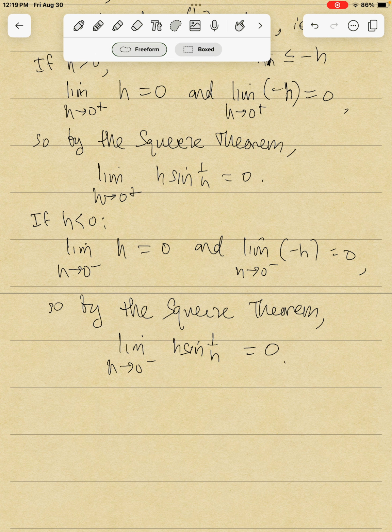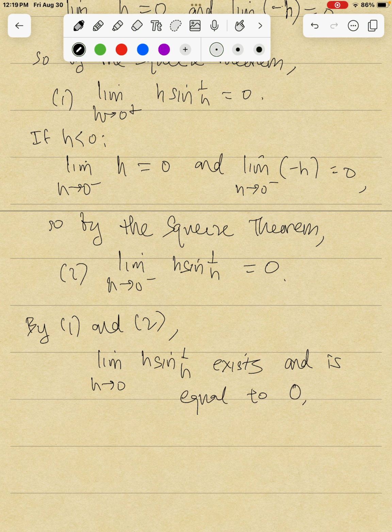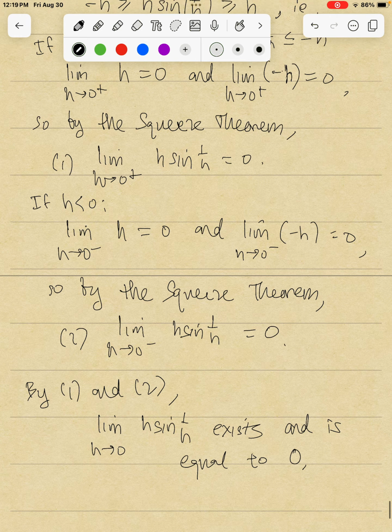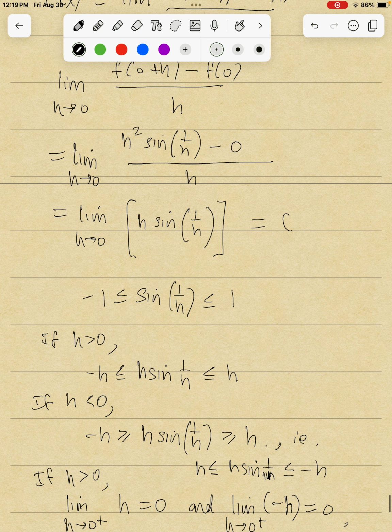And so we've shown that this one-sided limit is 0, and that one-sided limit is 0. So let's call this 1 and let's call this 2. By 1 and 2, this two-sided limit must exist, and it's equal to 0. So finally we can say that this is 0.